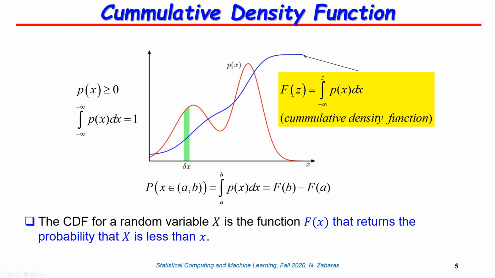So the CDF, you can think of this as giving you the probability that x is less than or equal to z using this particular definition. That's what the statement at the bottom says. So F of little x is the probability that capital X is less than or equal to x.